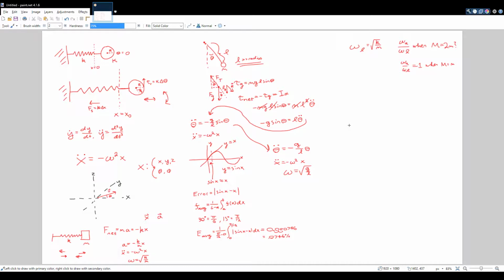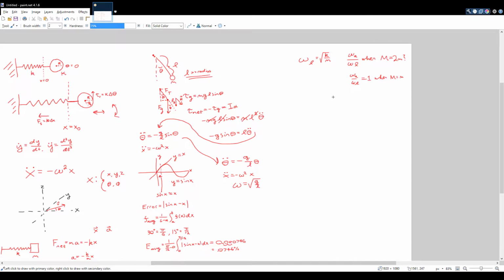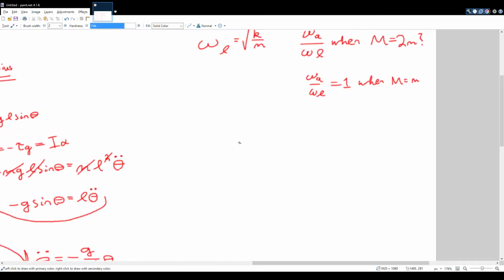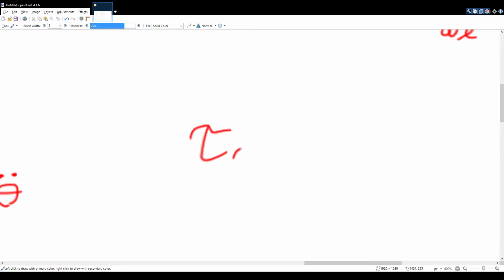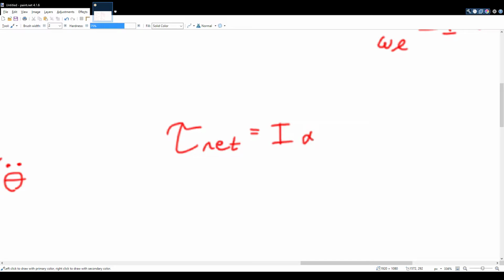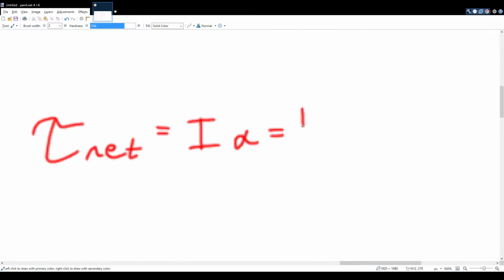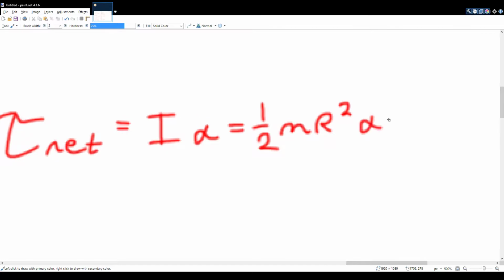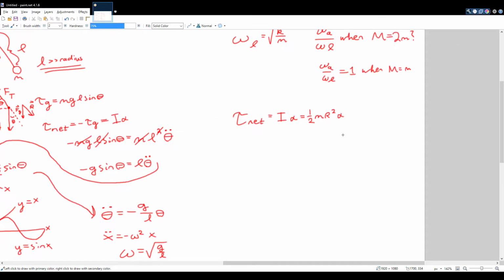So the way to solve this is we have to find the angular frequency of oscillations of the torsional spring, and the way we do that is by summing up the torques and then using net torque equals I times alpha. So net torque is equal to I times alpha, which is equal to 1/2 mr squared times alpha. Moment of inertia for a disk is 1/2 mr squared.